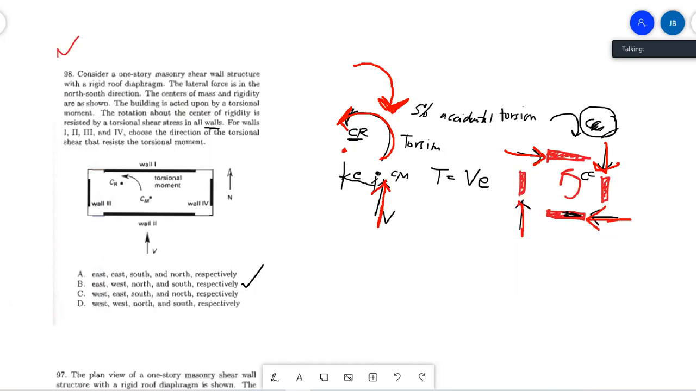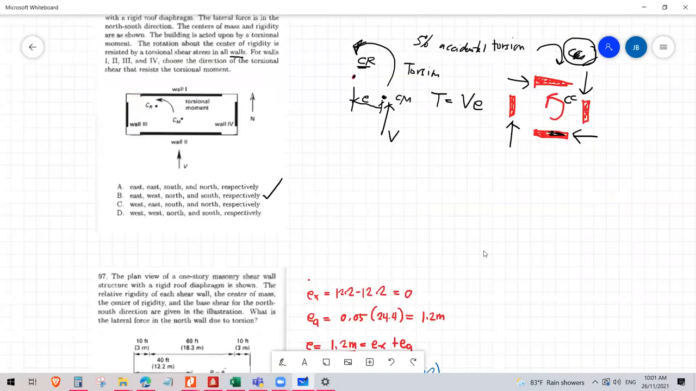That is a clockwise resistance from a counterclockwise torsion. Okay? So basically, ganyan lang. Ganyan yung path, no? Force direction ng mga resistance mo sa walls. Okay. So, ganun lang. So, east, west, north, and south respectively. Now, let's proceed with an actual problem.